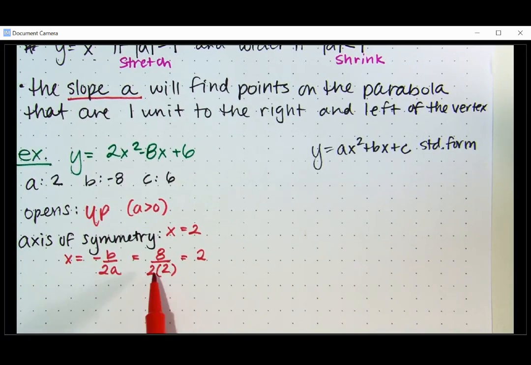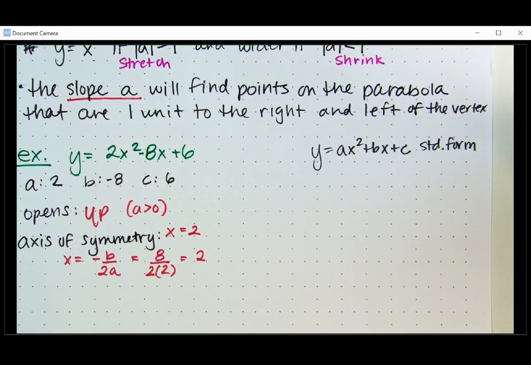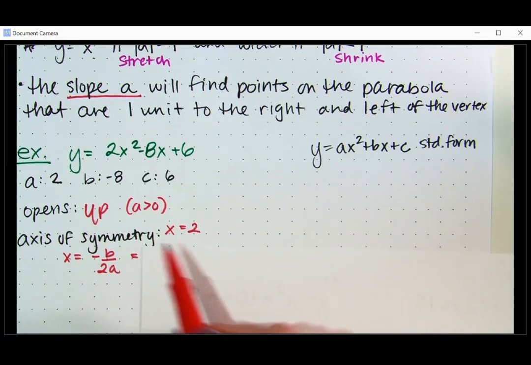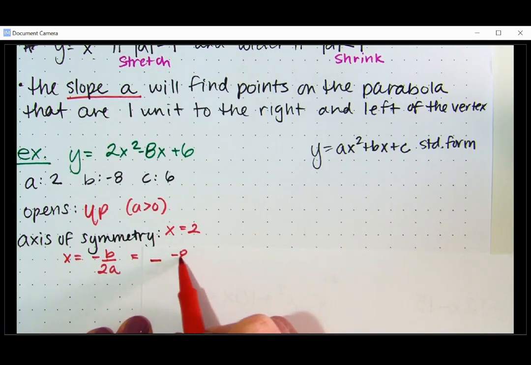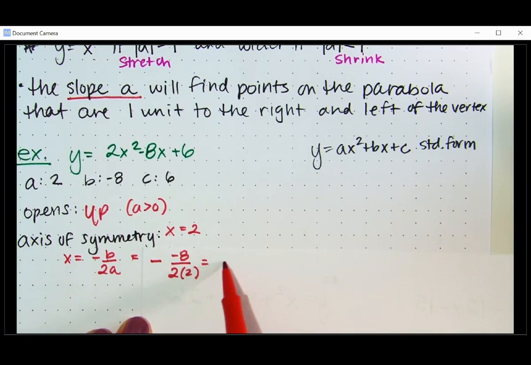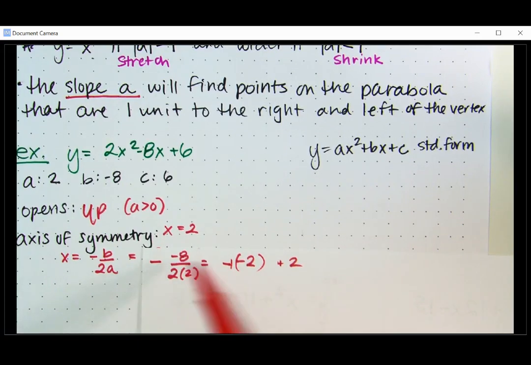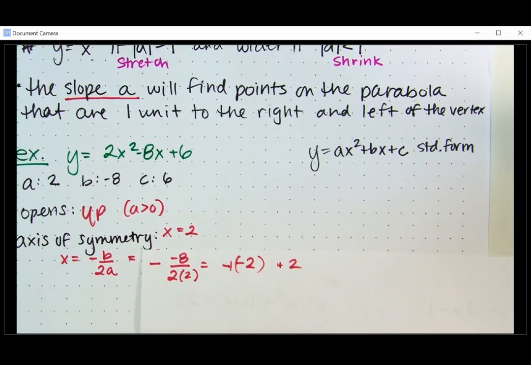Now, if this part here got you confused, then as a side note, instead of that, I could have said negative and then just simply substituted here. And I would have had negative, and then negative 8 over 4 would be negative 2. Negative 1 times negative 2 is positive 2. So you could have gone through it that way as well.